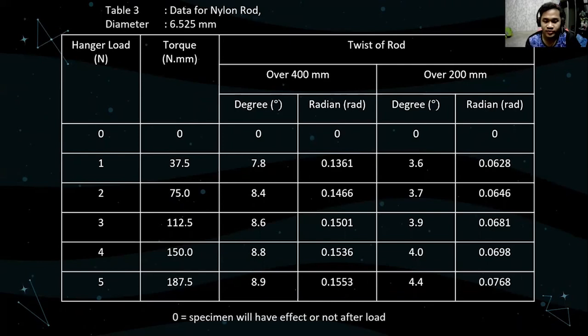So, for example, we got annual load for nano rod is 3 Newton. So the torque is 112.5 Newton millimeter. So the piece of rod for over 400 millimeter, the degree is 8.6 and the radius is 0.1501. And for over 200 millimeter, the degree is 3.9 and the radius is 0.067.